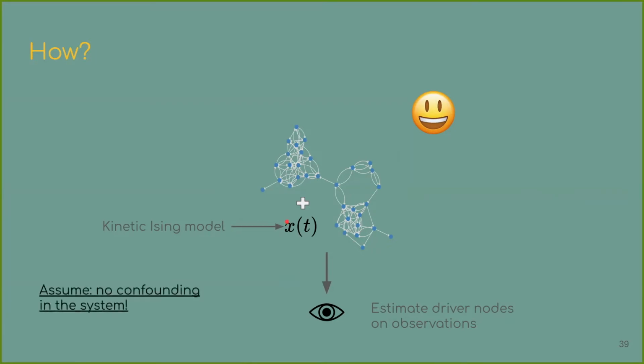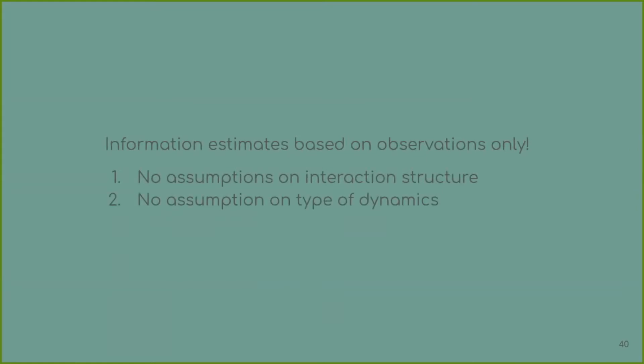It's also important to know that we do assume there's no confounding in the system, meaning that we measure all the variables that generate the system dynamics. Right, so really to hammer this down: there are no assumptions on structure and no assumptions on the type of dynamics. We only use observations, and we validate this metric with causal interventions.